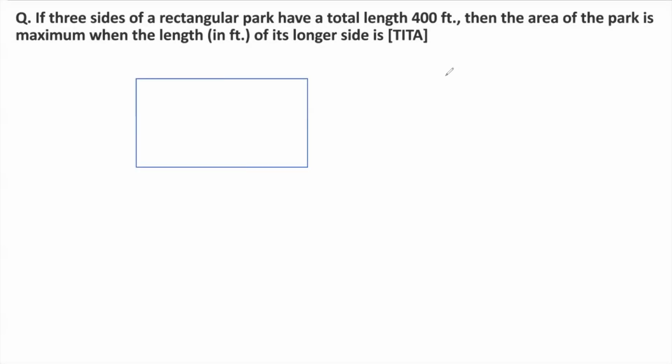Alright, so if three sides of a rectangular park have a total length of 400 feet, then the area of the park is maximum when the length of its longer side is... So let us suppose the two sides are x and y in no particular order. x may be the length, y may be the breadth. I don't know for sure right now.